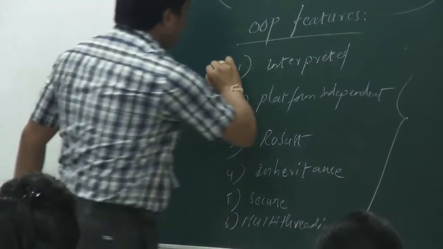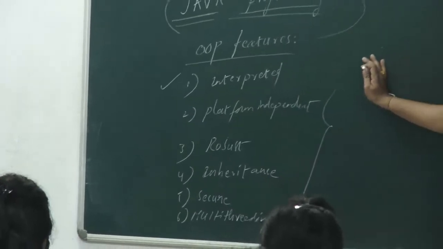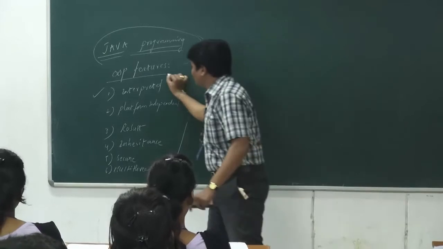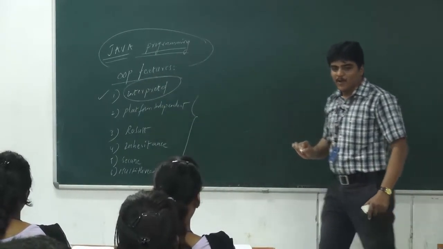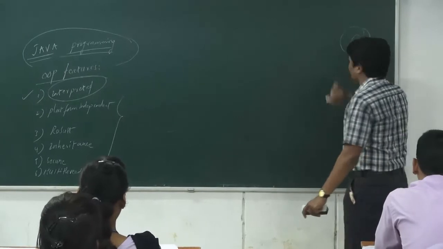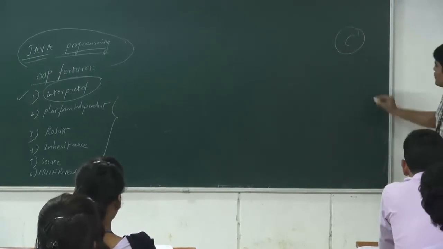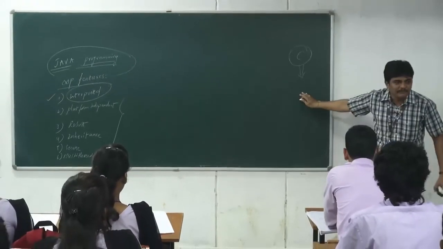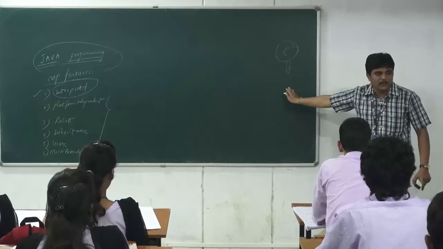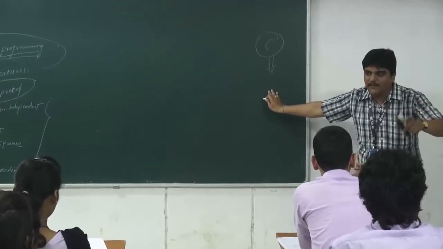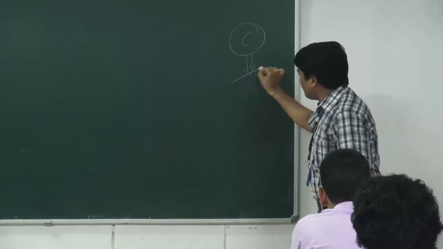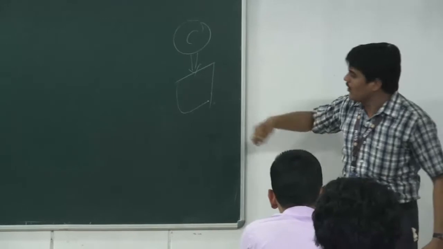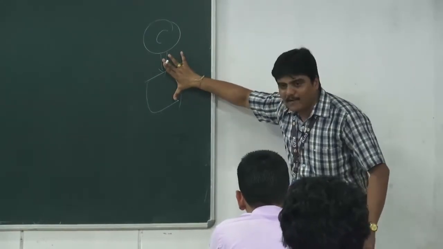First of all, Java is also called an interpreted programming language. What do we mean by interpreted? Suppose we consider C programming. Once we write a C program, how do we generate the output? First of all we have to compile the program, and only then will we get the output for that particular program. So here we have simply compiled the program.